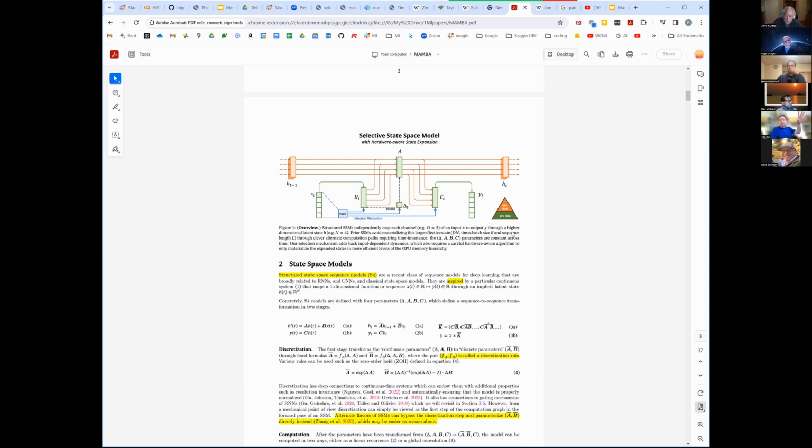But anyway, the point is, if delta is big or small, it will tell you how much you're forgetting your previous hidden state. And if you forget your previous hidden state, then all you're left with is your new input. So if you think about an old RNN or LSTM or something like that.